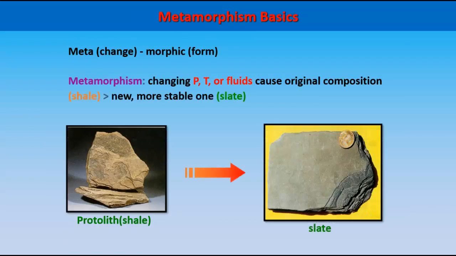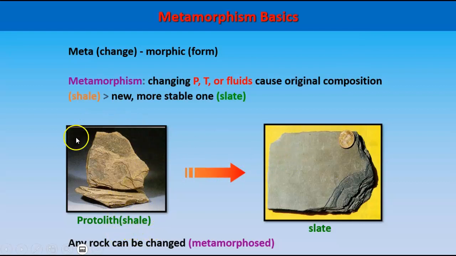When we talk about metamorphism, what we're saying is we're taking a pre-existing rock, and that can be any pre-existing rock. As long as it exists as a rock, we can alter it, change it from what it was to something else, and we're doing that through a combination of pressure, temperature, and fluids. We're taking an original rock, and the example you see here is a shale or a mudstone. The original rock, before it was metamorphosed, is called the protolith. That's what this term means here.